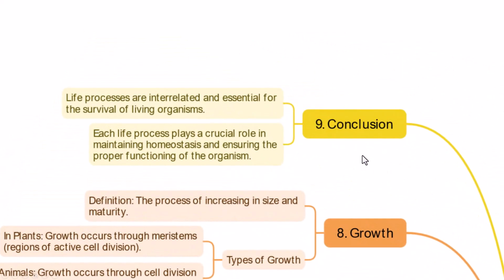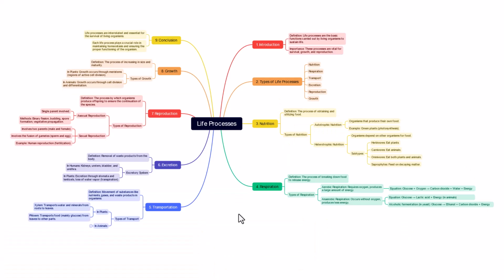So, what is the conclusion? Life processes are interrelated and essential for the survival of living organisms. It is very well understood. And then there is each life process plays a crucial role in maintaining homeostasis and ensuring the proper functioning of an organism. I hope you like the efforts we have put into this video and this mind map.